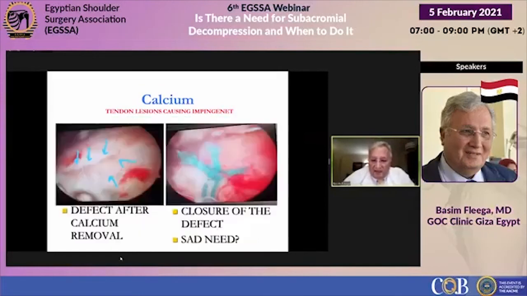And then after that, we usually have a gap in the tendon, which has to be sutured with the transosseous reconstruction. After doing that, we measure the subacromial space and see if the distance is okay or not. If it's still a narrow distance, we then do a repeated subacromial decompression.